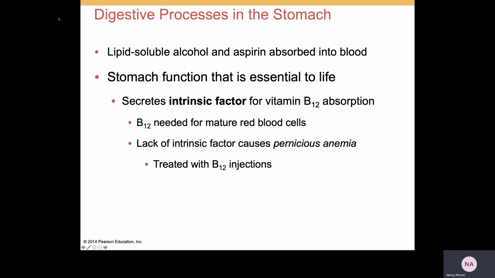And why do you need B12? Because you need to have erythrocytes, and B12 is crucial for maturing erythrocytes. If you have insufficient intrinsic factor, you end up with pernicious anemia. And currently, in this day and age, that does get treated with B12 injections.